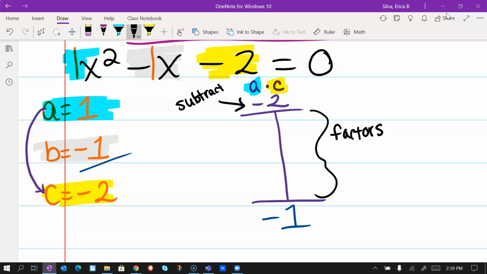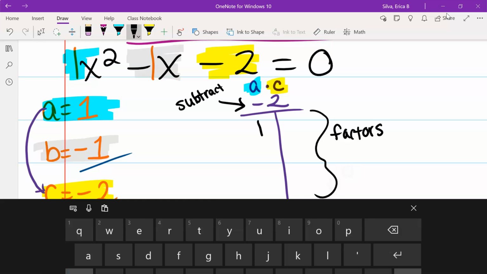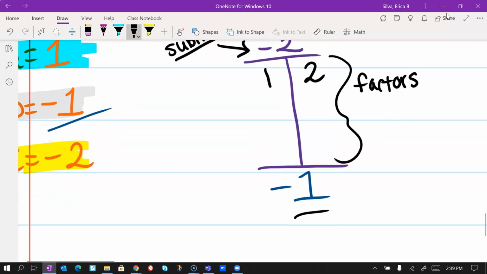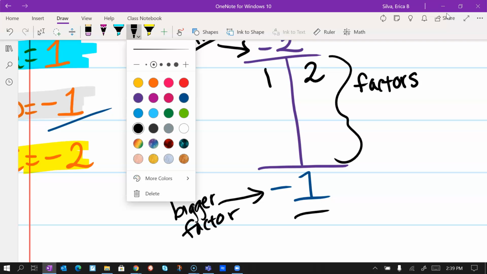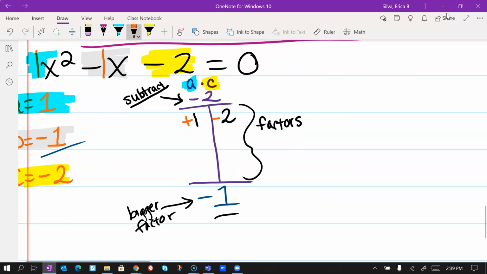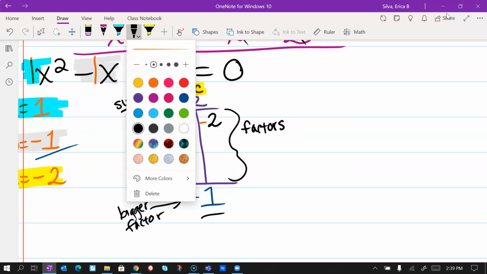So what are the factors of 2? Remember, multiply numbers that multiply to give us that number. 1 times 2. Yes, thank you, 2. And if we subtract those numbers, do we get 1? 2 minus 1 is 1, good. So then the bigger number, or the bigger factor, will get that negative. So my bigger factor is 2, so the 1 is positive. Questions so far?